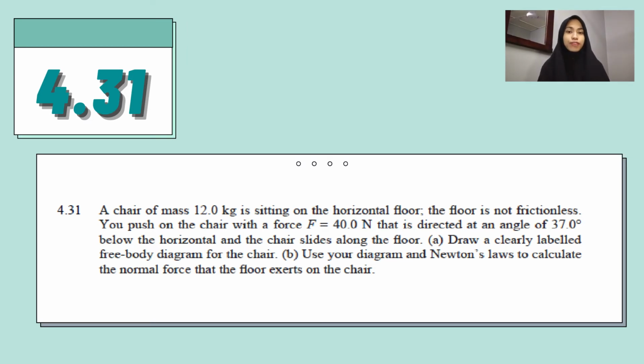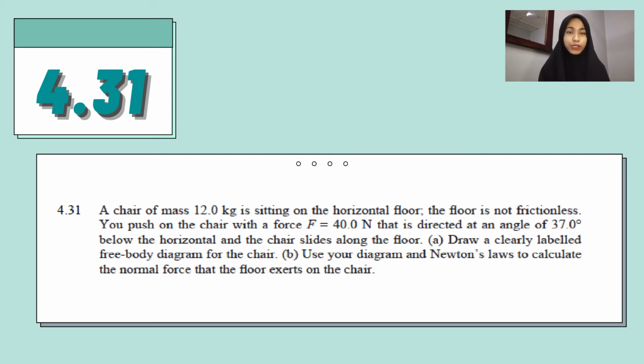Next, I will proceed with the next question. A chair of mass 12 kg is sitting on the horizontal floor. The floor is not frictionless. From this sentence, we know that the mass of the chair is 12 kg and the floor has a friction force. You push on the chair with a force F equal to 40 Newtons that is directed at an angle of 37 degrees below the horizontal, and the chair slides along the floor.